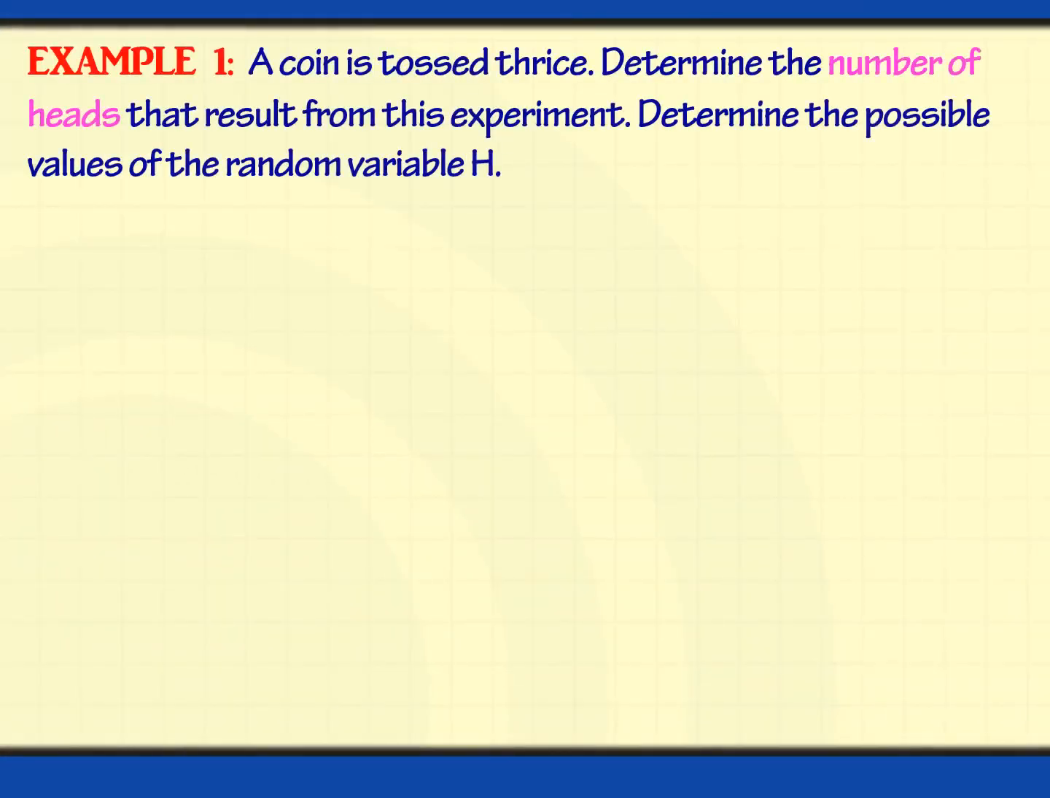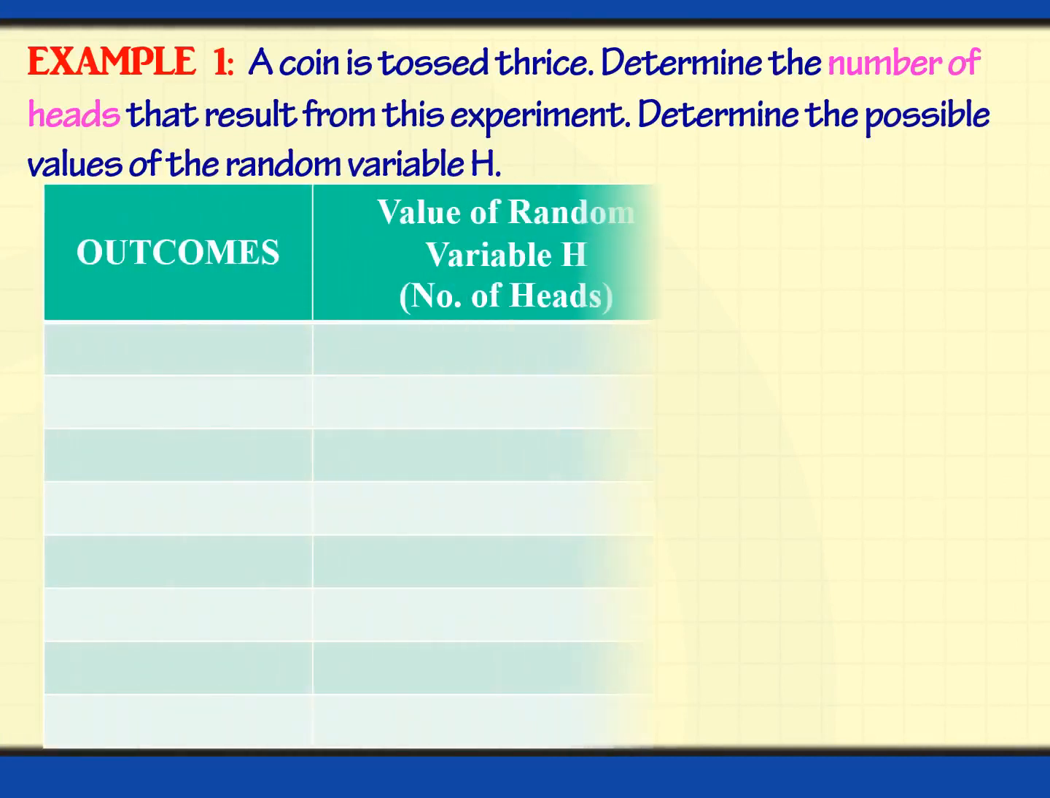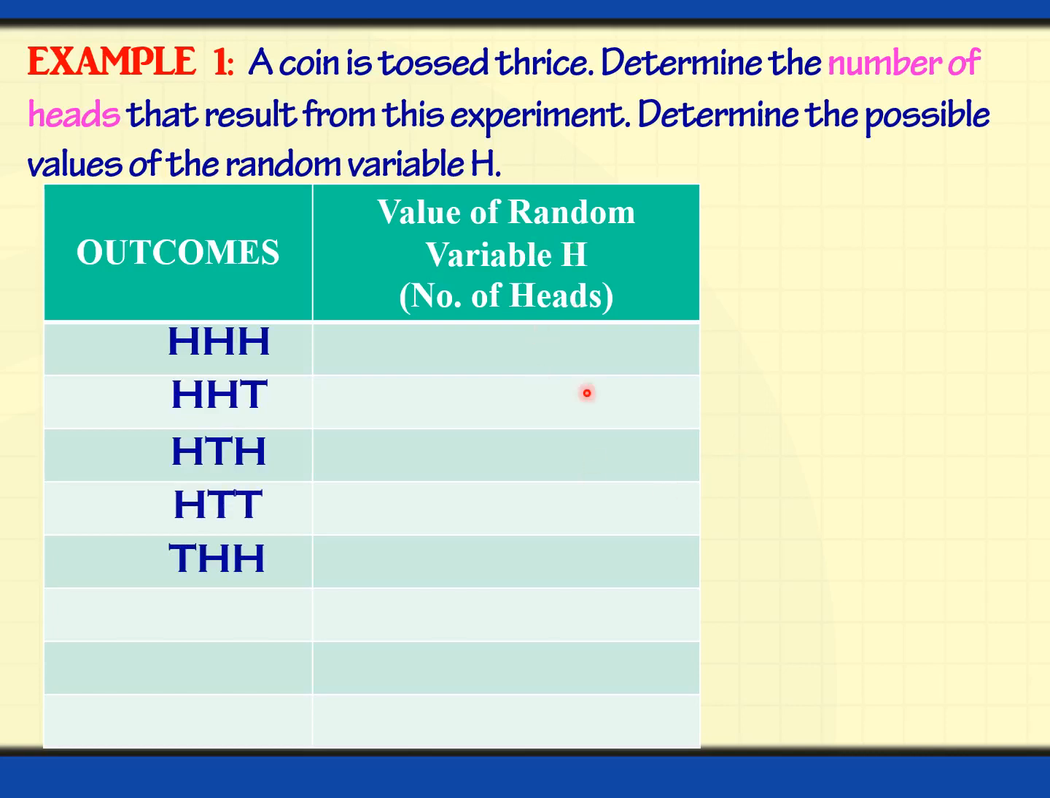Okay, we are done with step number 1 in finding the values of random variable. So for step number 2, the first thing that we're going to do is to list the outcomes in a table. So we have here a table in 2 columns. So for the first column, we are going to list down all the outcomes that we have listed in the first step. So these are the outcomes. And on the second column, we have here the value of random variable H, which represents the number of heads.